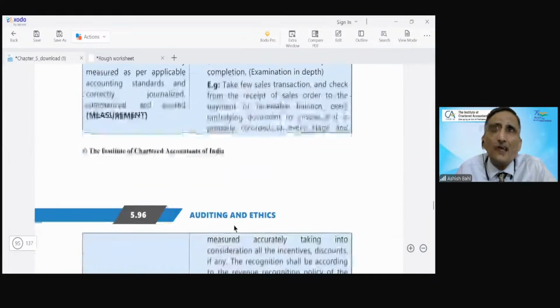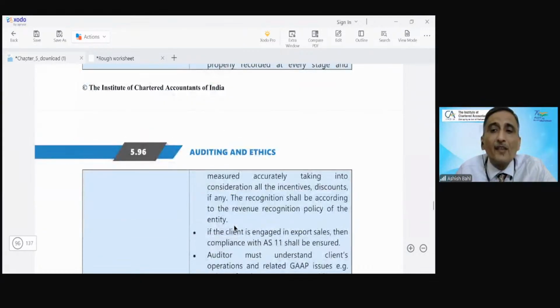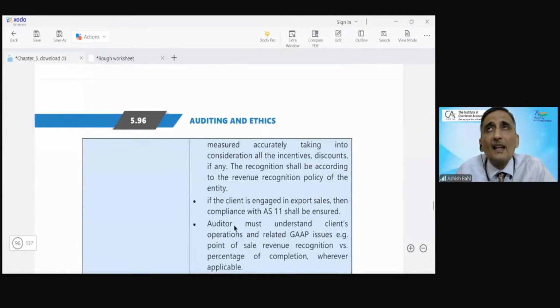Say in case of export sales, you would see the applicability of AS 11. These have been converted at the required exchange rates in accordance with the requirements of AS 11. And how revenue is recognized in accordance with the generally accepted accounting principles. Yes, like when risks and rewards have been transferred.